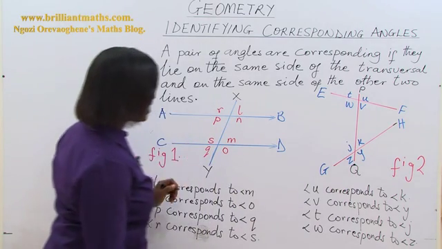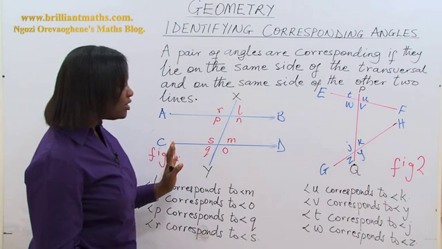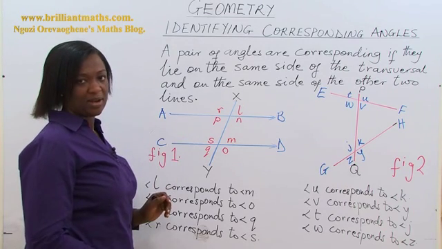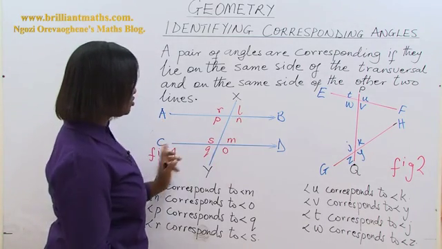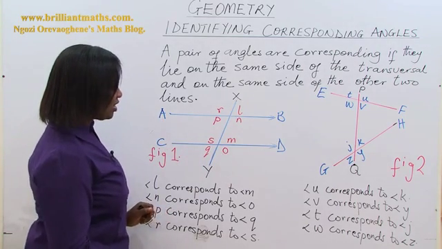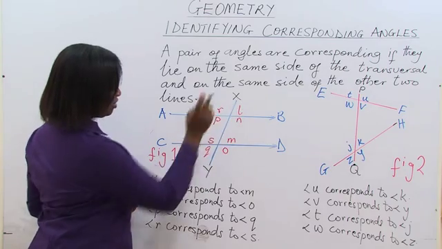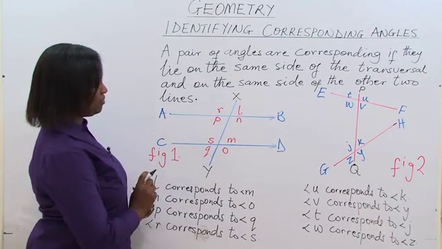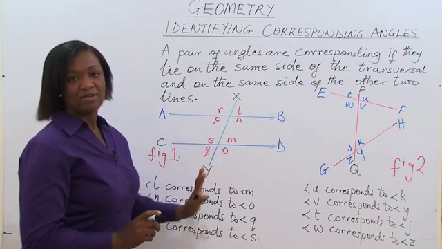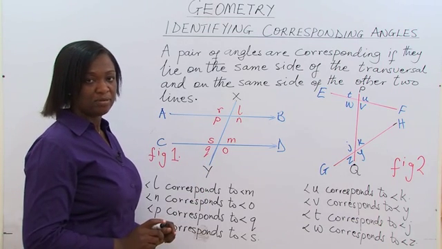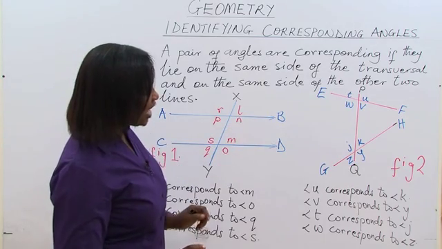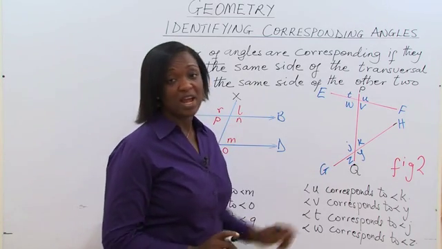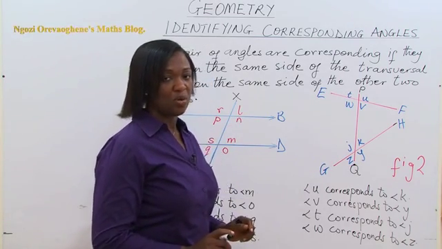But let's look at the set of corresponding angles in figure one, where the lines are parallel. AB is parallel to CD. Angle L corresponds to angle M. And because the lines are parallel, the angles are equal. But obviously, when the lines are not parallel, the corresponding angles are not equal.